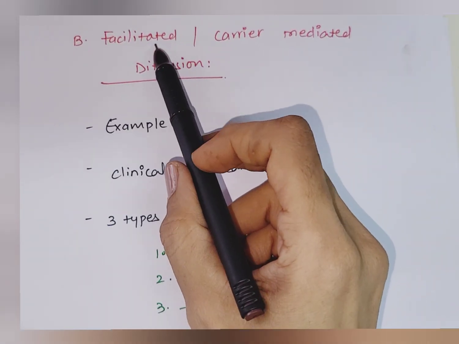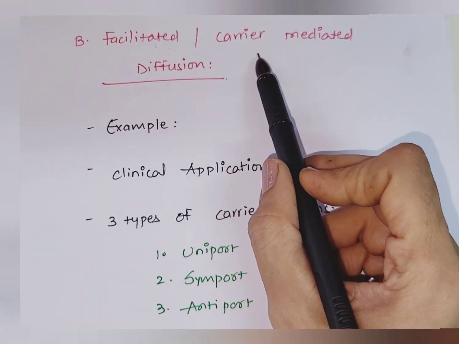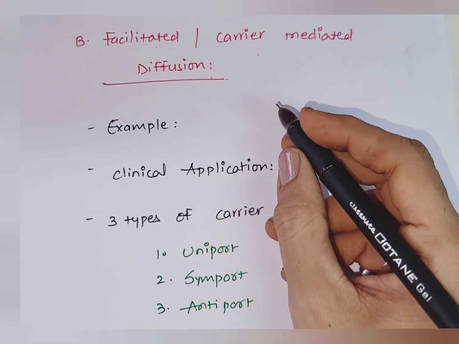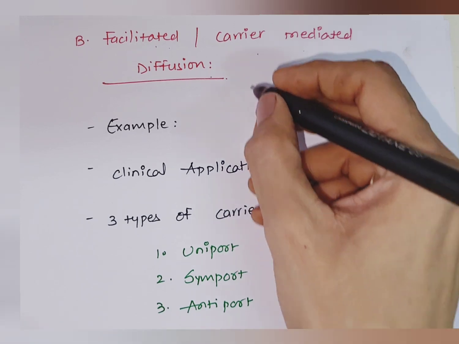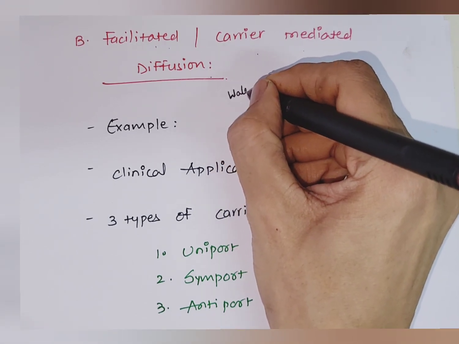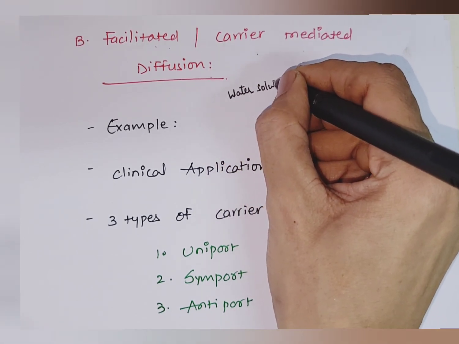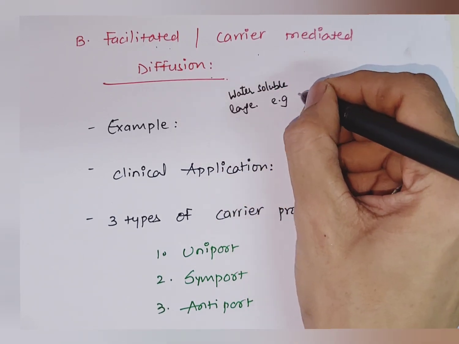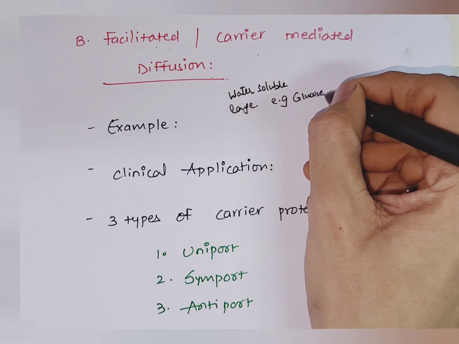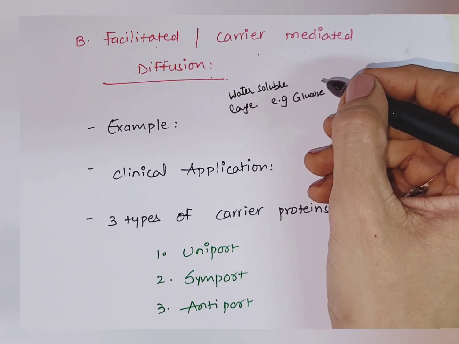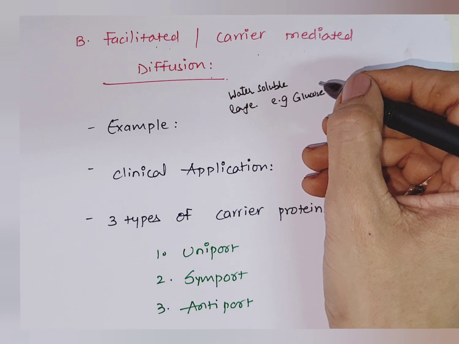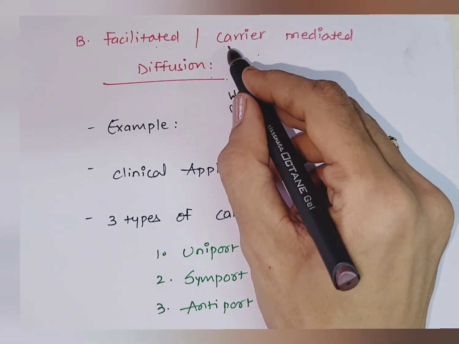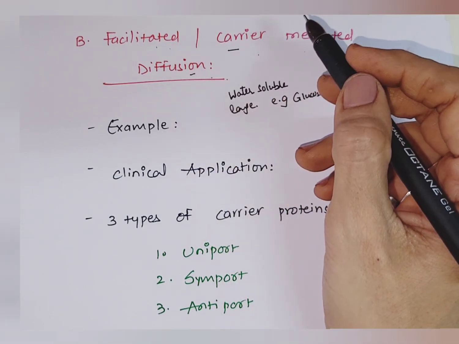Next type of diffusion is facilitated diffusion, which is also known as carrier mediated diffusion. Here the substance is water soluble and large. Because it is water soluble, it will not pass through the lipid bilayer, and because it is large, it requires a protein, a carrier protein. For example, glucose. So this transport is known as carrier mediated diffusion.